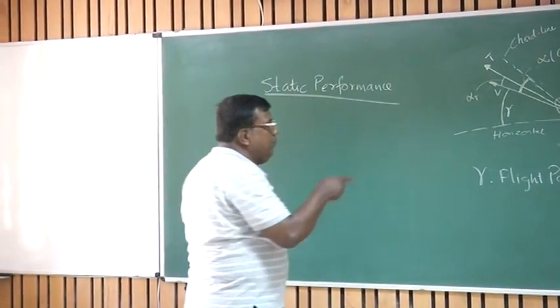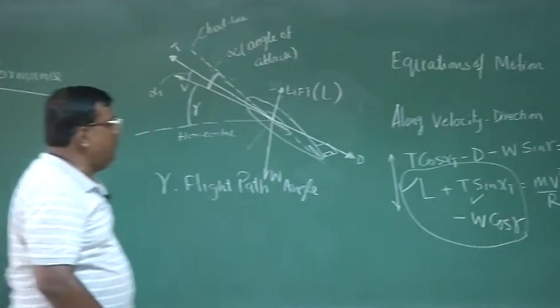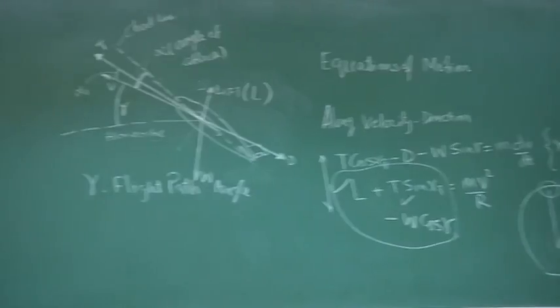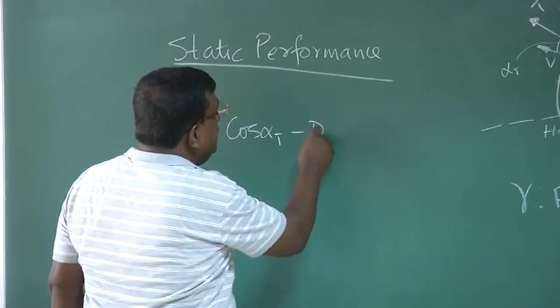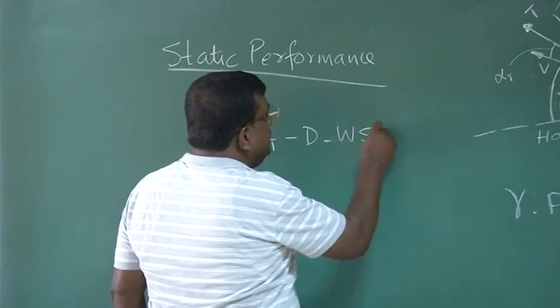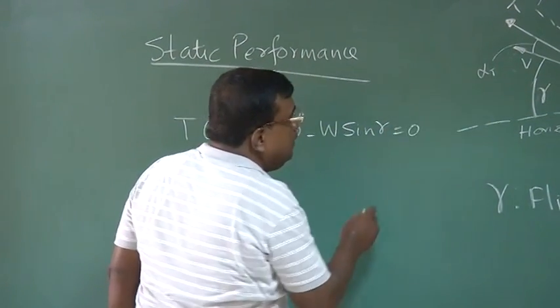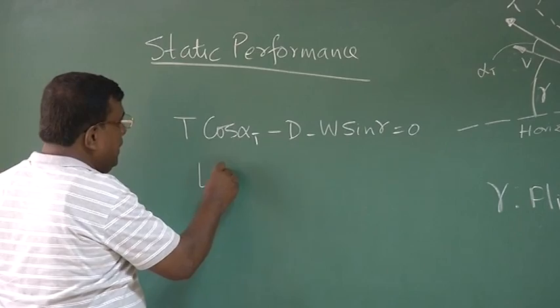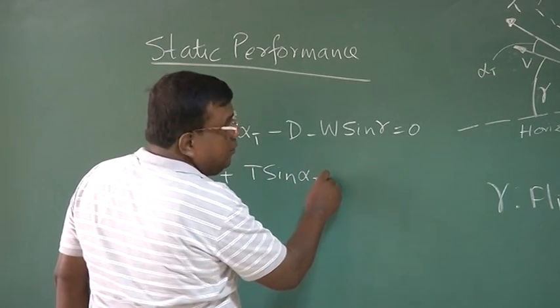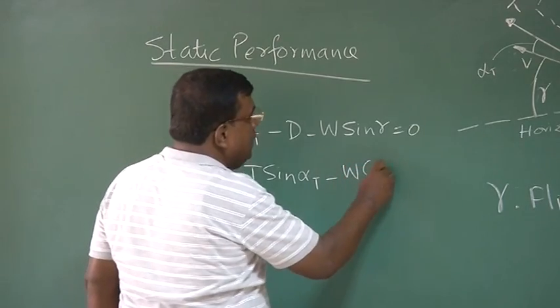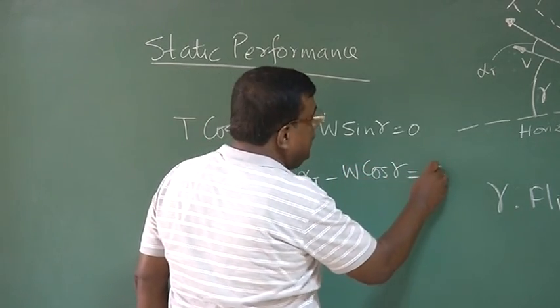So if I now come back to these two equations, the first equation for static performance becomes T cos alpha t minus D minus W sin gamma equal to 0. And the second one becomes L plus T sin alpha t minus W cos gamma equal to 0.